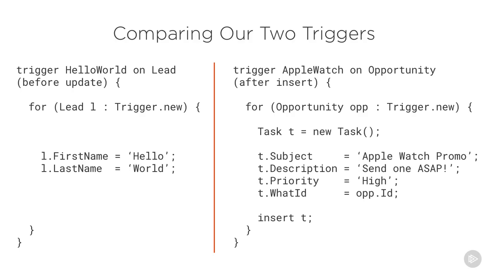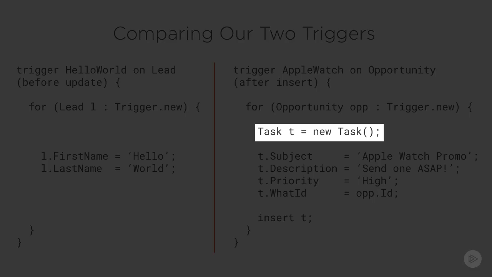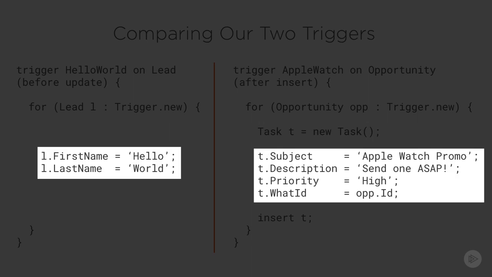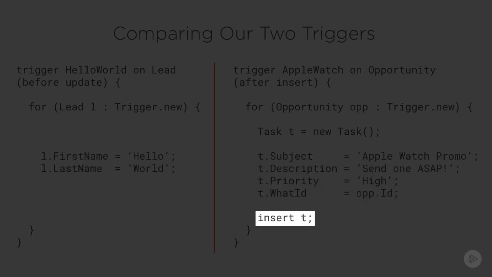Moving on, you see that the Apple Watch trigger creates a new record, while the Hello World trigger doesn't. In the following lines, both triggers do roughly the same thing as they each update fields on records. Finally, Apple Watch specifically saves its work, while Hello World doesn't need to.